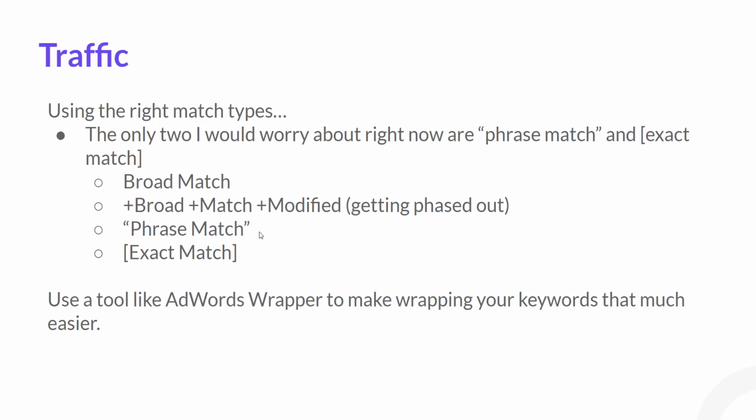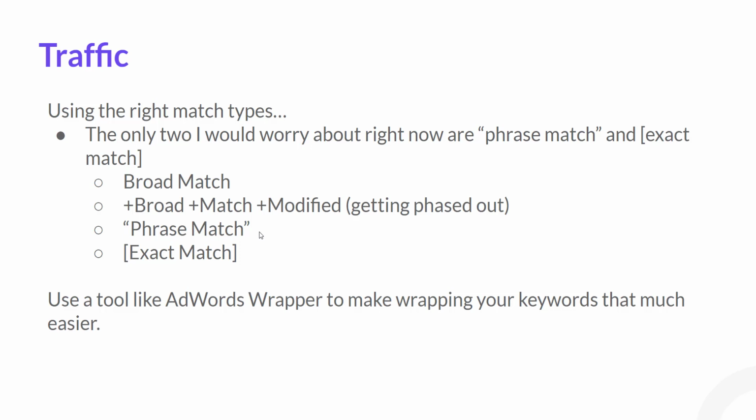Now, phrase match essentially is telling Google, I want to show up for searches that contain this specific phrase. The words cannot be in any other order. There's a little bit of flexibility to this at this point, but for the most part, you're telling Google, I want to show up for searches that have this exact phrase. So if you are putting in the phrase junk removal near me, it'll show up for junk removal near me, but it could also show up for junk removal near me in Dallas, Texas, something like that.